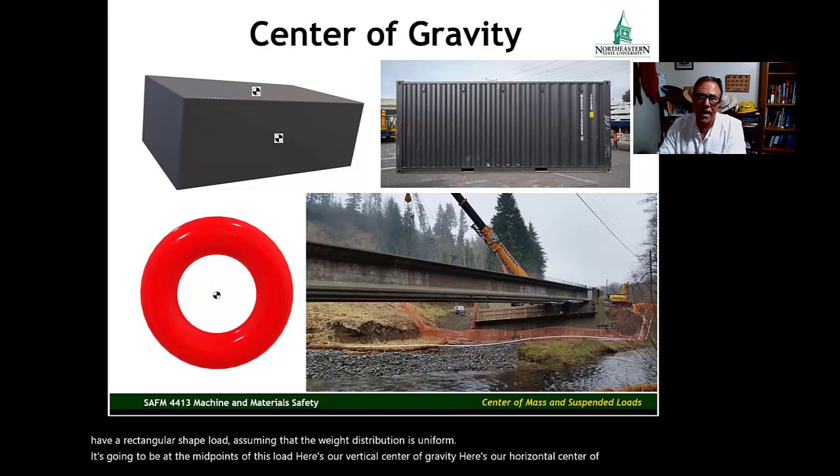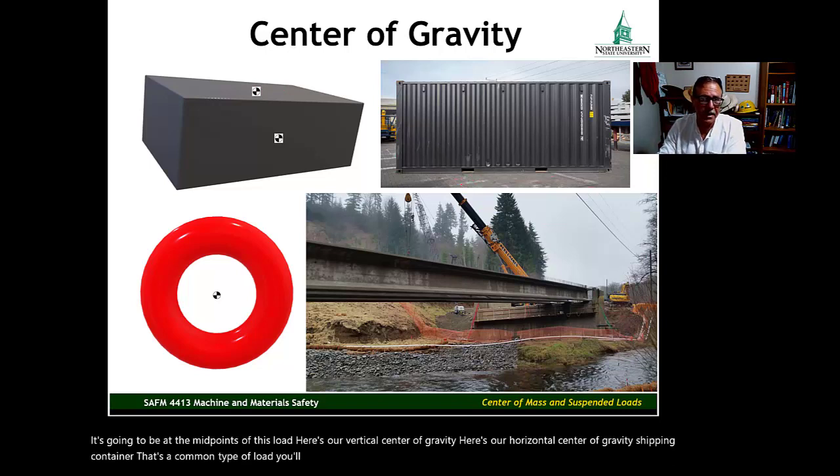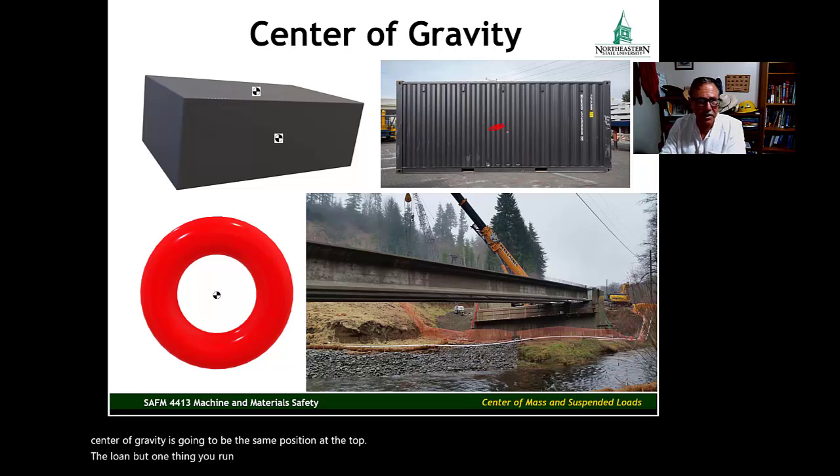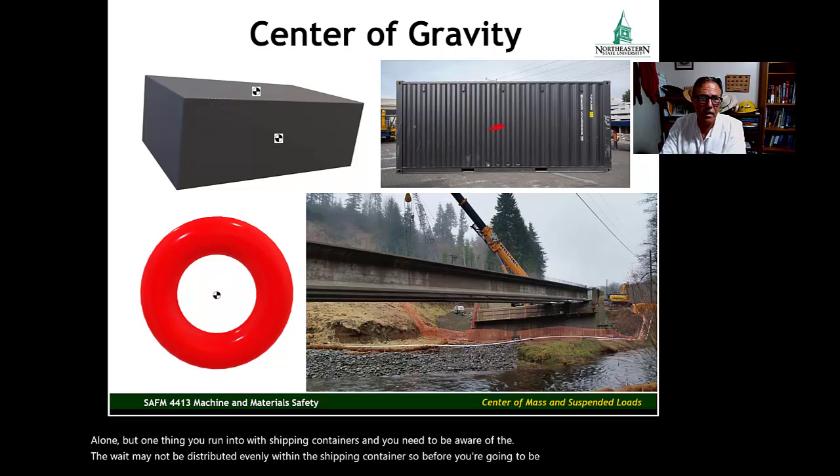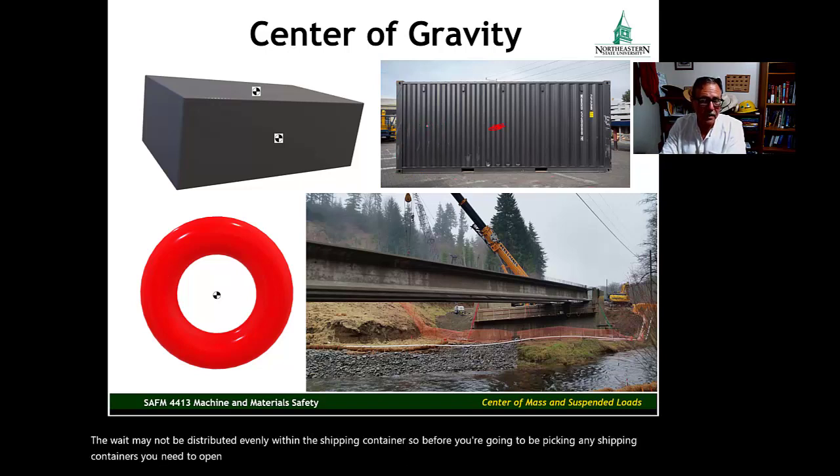A shipping container. That's a common type of load you'll see lifted in industrial settings, construction operations. If the weight is evenly distributed, the vertical center of gravity is here, and the horizontal center of gravity is going to be the same position at the top of the load. But one thing you run into with shipping containers, and you need to be aware of, the weight may not be distributed evenly within the shipping container. So before you pick any shipping container, you need to open it up, know what's inside the container, and get a handle on the weight distribution.